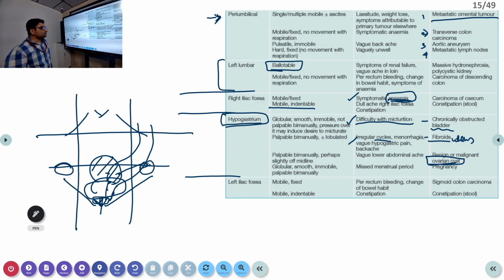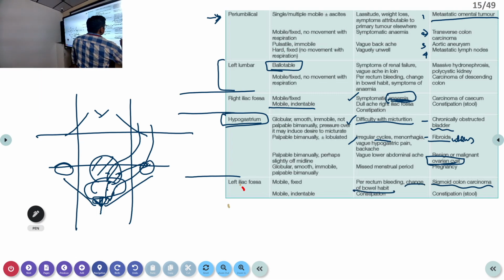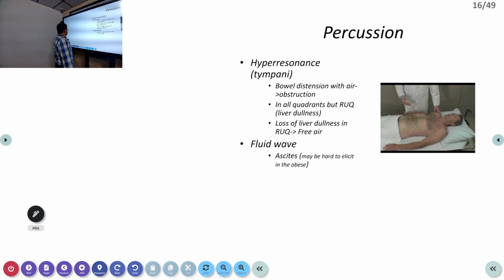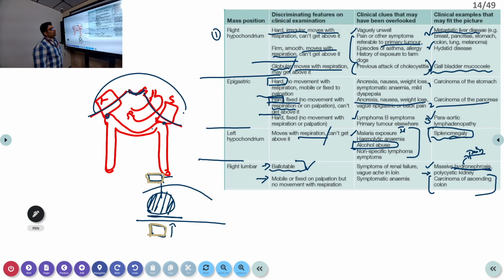The sigmoid comes from the left iliac fossa and descends into the middle, where it forms the rectum. So sigmoid colon malignancies will present in the left iliac fossa. Here also the change in bowel habits is the most common thing, constipation and change in bowel habits. As I already told, left-sided colonic malignancies usually present with constipation. Those are the differential diagnoses of the masses seen in each of the quadrants.